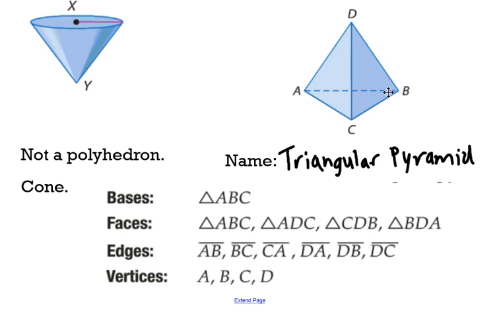There are six edges. There are three along the sides and three down below. AB, BC, CA, DA, DB, and DC. There are four vertices. There are three down below and the one up top. So there will be a couple questions that ask you to name things like this. How many bases, how many faces, how many edges, how many vertices? You name the faces based on the shape, and you name the edges based on the line segment, and the vertices based on the point.